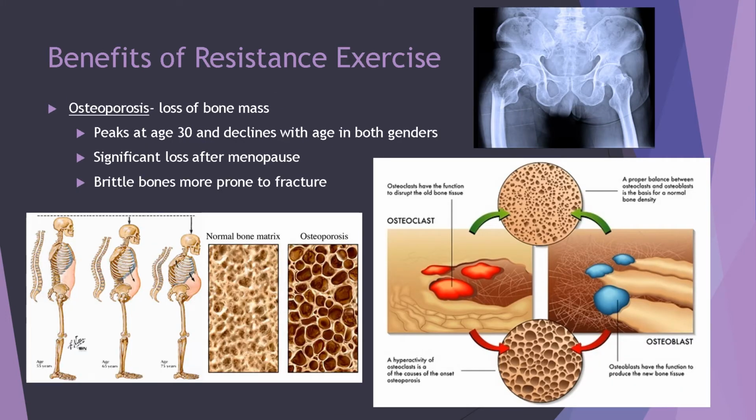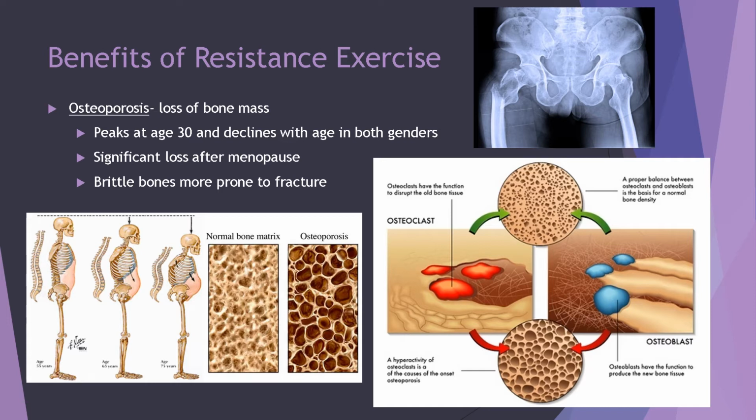Osteoporosis is common among aging adults as well. Osteoporosis, which you're probably familiar with, is the loss of bone mass. We know that bone mineral density peaks at the age of 30 and declines with age among both genders. We can expect to see a significant loss in bone mass in women after they've reached menopause because of the drop in estrogen.